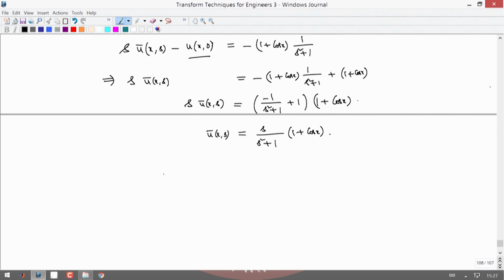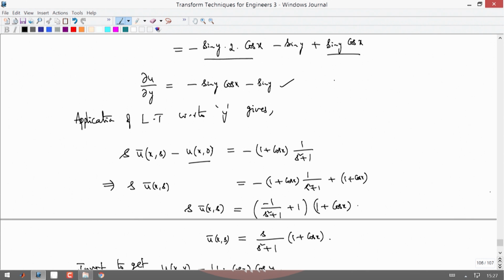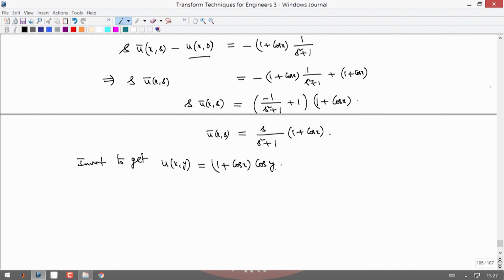So, you have this. This gives me, now invert to get u of x y, the actual solution, as 1 plus cos x times cos y, because you are doing Laplace transform with respect to y. So, when you take the inversion, that is a function of y. So, this is the actual solution that you are looking for, x positive, y positive.